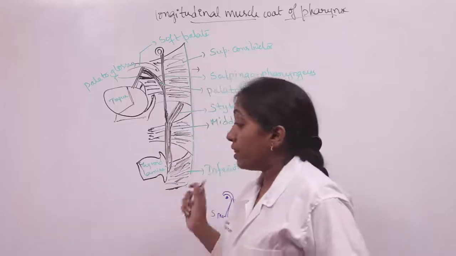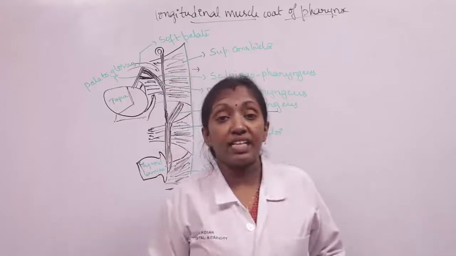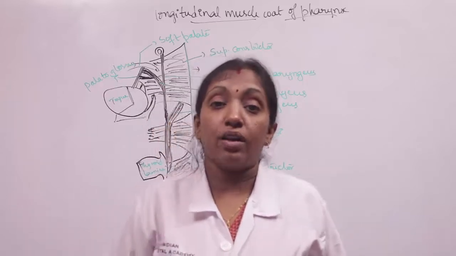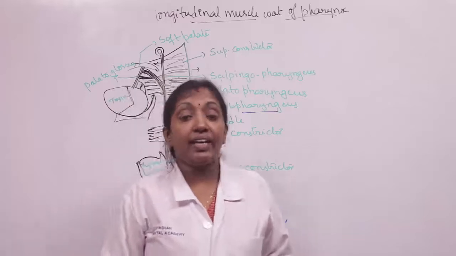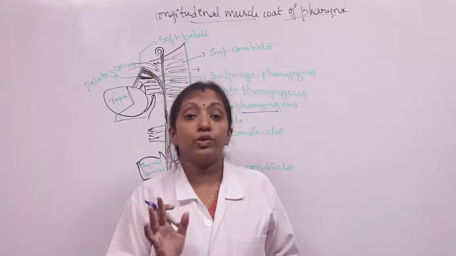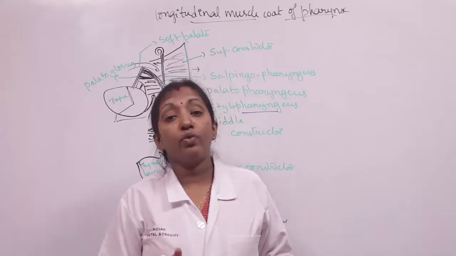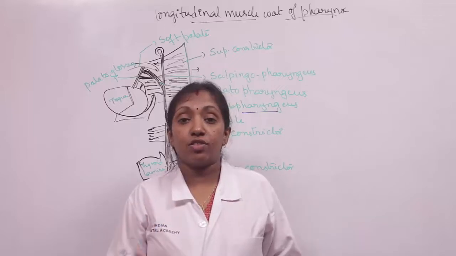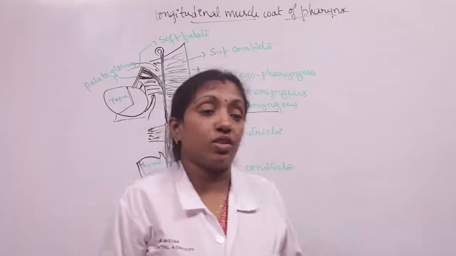And one more thing is the thyropharyngeus part of the inferior constrictor is propulsive in action, whereas the cricopharyngeus part of the inferior constrictor acts as a sphincter and remains closed except during deglutition. So the cricopharyngeus part acts as a sphincter. The thyropharyngeus part of the inferior constrictor helps in propulsive action.